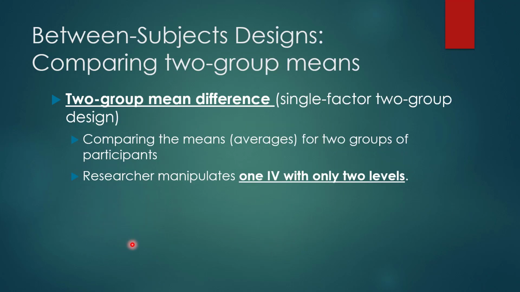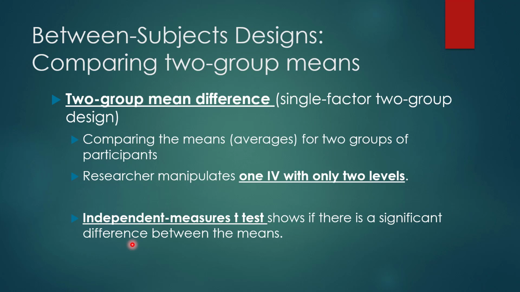Now, the type of statistical analysis that we'll do when we're looking at a two-group mean difference or a single-factor two-group design would be an independent measures t-test. And it's independent measures because we have a between subjects design. And a t-test is when we only have two means, we can use a t-test. It's the simplest statistical analysis we can do. And it will show if there's a significant difference between the means.